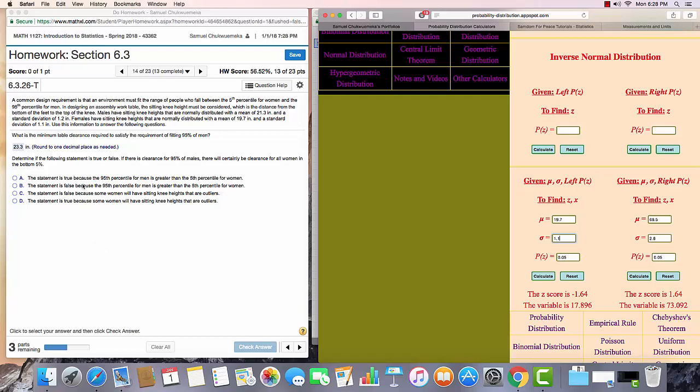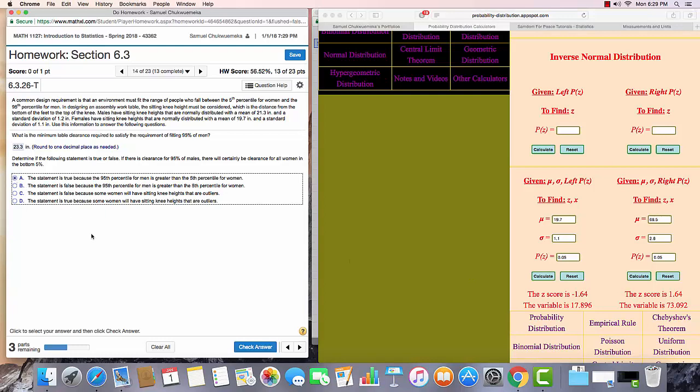It's true because 95% is greater than the 5% for women, of course. As we did it, 23.3 is greater than 17.9. Even if you didn't do this, if you look at it from the normal curve, you will see. Although it's better that we did it, so you see for yourself that 23.3 is greater than 17.9. So yes, it's true.